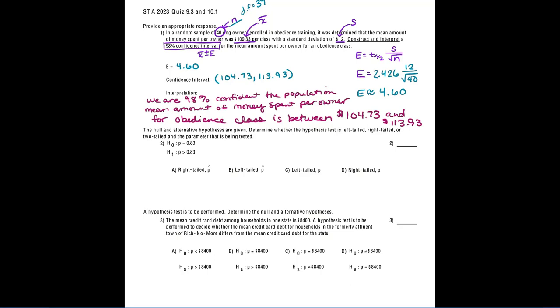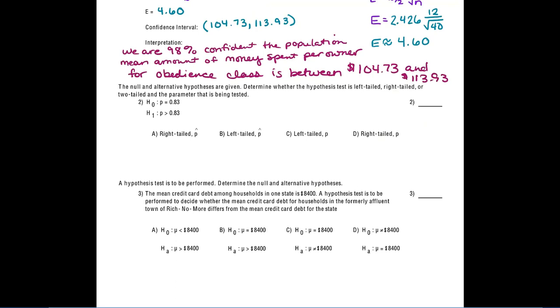Number 2, for the null and alternative hypothesis given, determine whether the hypothesis test is left-tailed, right-tailed, or two-tailed, and the parameter that is being tested. So given my hypotheses, I look at my alternative. This is pointing to the right. When I say this, I'm looking at my symbol that's right here. My symbol is pointing to the right, so therefore it is a right-tailed test, and my parameter is p.